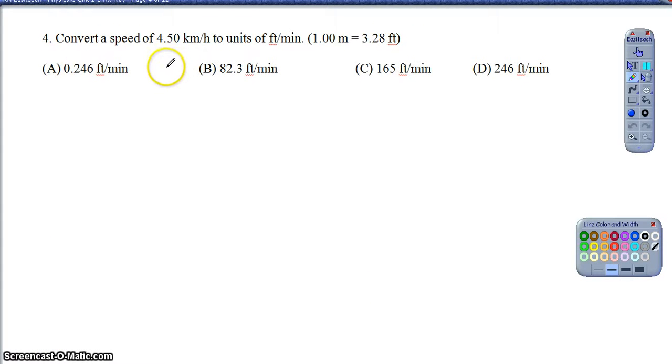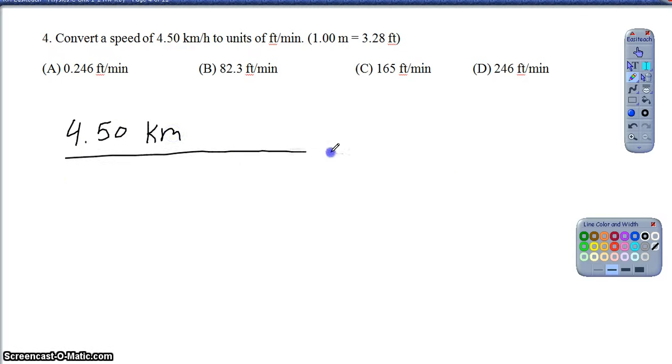Another quick review then of conversions here. We want to take 4.50 kilometers per hour to the units of feet per minute, and they do give us the conversion ratios for meters to feet. Okay, so I'll set this one up in the traditional fashion here. So it's kilometers per hour.